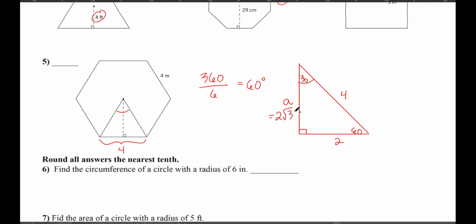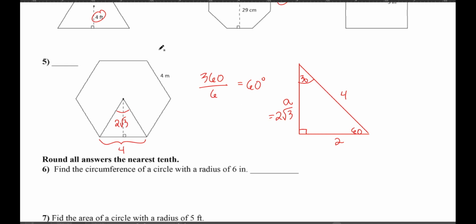That's something that we've talked about. You got to know. All right. That's why we learned 30, 60, 90 triangles, so we could do something like that now with them. Everybody see that? Okay. So that's 2 square root of 3. So what did I just find? I just found the apothem.